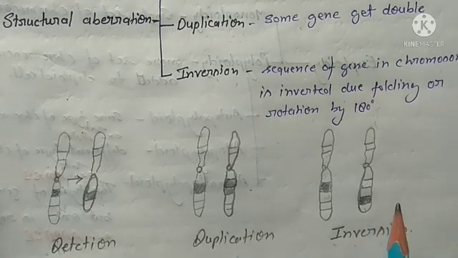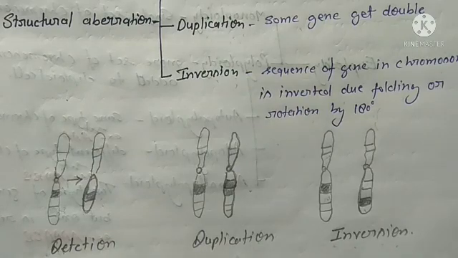Understand here? So this is chromosomal aberration. Chromosomal aberration occurs by three methods: deletion, duplication, or inversion.